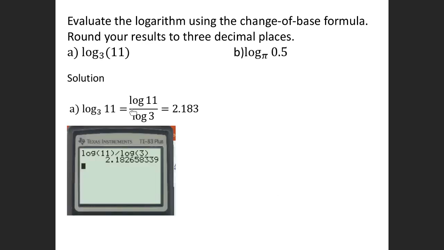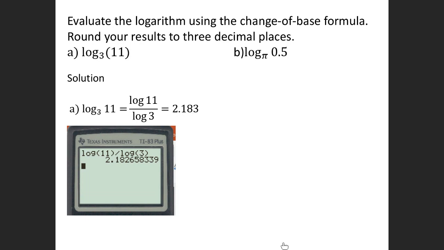So we'll look at the first one first. Since we have log base 3 of 11, if your calculator doesn't allow you to input it this way, then we would have to rewrite it using the change of base. The way we do that is we take the log of 11 divided by the log of the base, in this case 3. When you enter it in your calculator, notice I have parentheses around my numbers. So I have log 11 divided by log 3, and then I get this answer here. It does say to round to 3 decimals. So I'm going to look at the 6 here, and it's going to become a 3. So my answer here is 2.183.